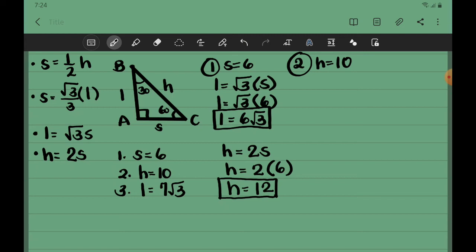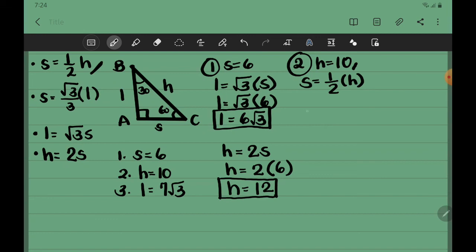Since meron tayong dalawang formula ng shorter leg, titignan natin kung ano yung ating given. Ang given natin is hypotenuse. So, nasan si letter H dun sa formula? So, nakikita natin na yung letter H ay nasa first formula. Yung H na given or yung hypotenuse na 10 ay nasa first formula. Yung first formula ang gagamitin natin. So, we're going to use S is equal to 1/2 times H.